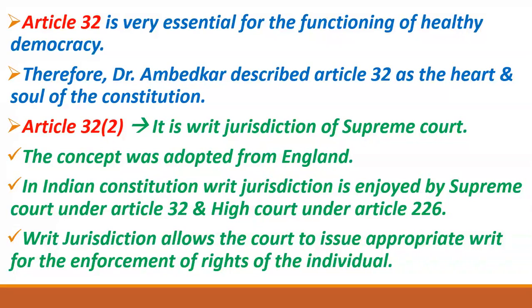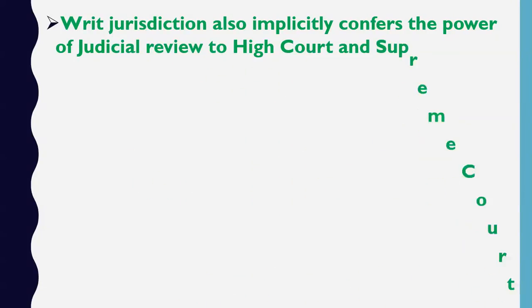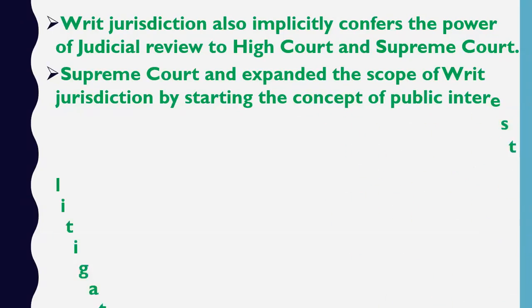Now friends, writ jurisdiction allows the court to issue an appropriate writ for the enforcement of the rights of the individual. Now what does it mean? It means that if the fundamental right of any person is violated, then the Supreme Court or High Court can issue a particular writ and they can restore and enforce the fundamental right of that person. Now friends, writ jurisdiction also implicitly confers the power of judicial review to the High Court and Supreme Court. Now what does it mean?